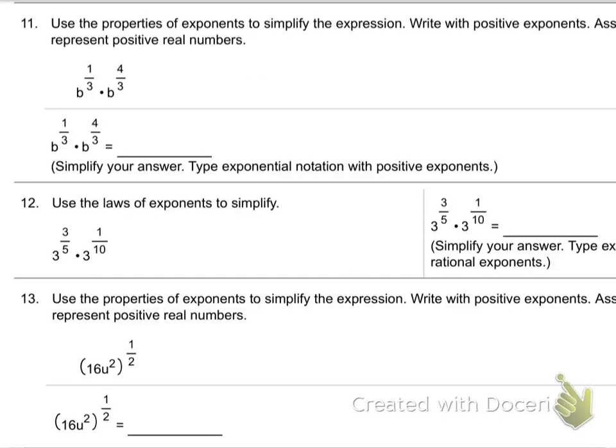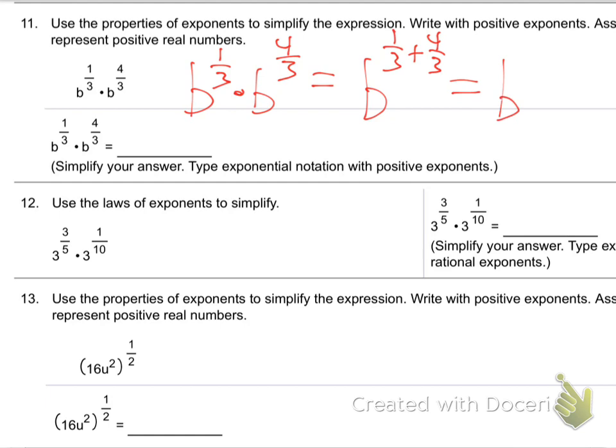All right, so number 11. We have b to the 1/3 times b to the 4/3. Same bases multiplied. What should we do with those powers? According to rule number 5, same bases multiplied, what do the powers do? Powers add. You just use one of those bases and you add the powers. Is that making sense? And then what would that be? 5/3? Done. That's all they want.